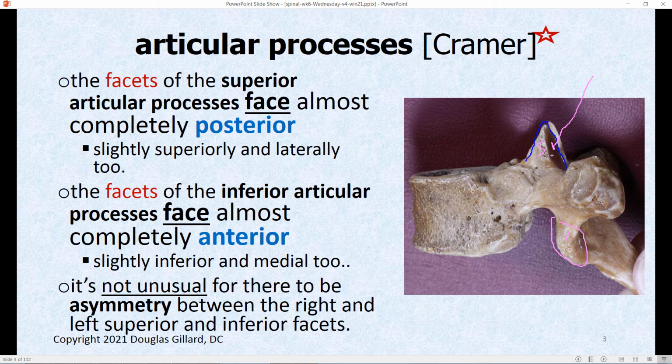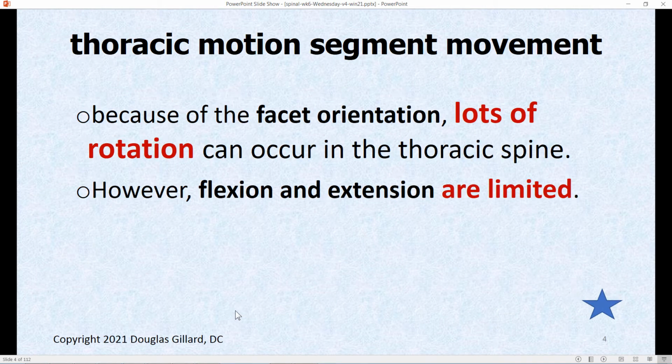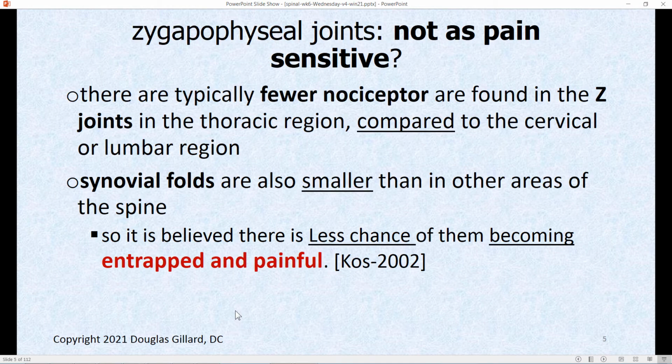The facet orientation is also quite interesting. The superior articular process facets face mostly backwards, and the inferior articular processes face mostly forwards. It's common for these to be asymmetrical, so you can see facet tropism in this region. So how does that affect the thoracic motion segment? Well, if the facets are facing front and back, you can do a lot of rotation, but flexion and extension would be very limited, and that's exactly how the thoracic spine behaves itself.